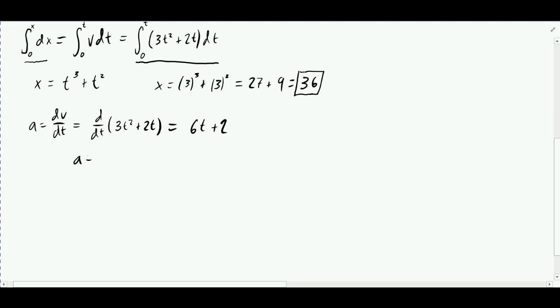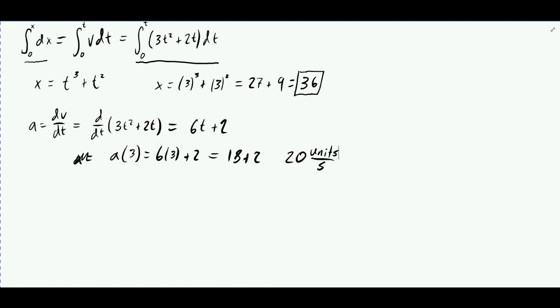Our acceleration at 3 seconds, let's write it properly. Our acceleration at 3 seconds equals 6 times 3 plus 2. Bippity boppity. 18 plus 2. What do we get? 20 units per second. Whatever unit they would have put in the equation, that's what we get.